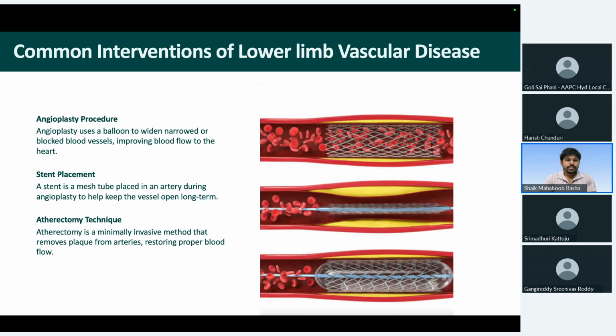So what are the common interventions or procedures that can be done by an interventionologist? It might be angioplasty, stent, and atherectomy. Here you can see pictures also. The last picture is considered an angioplasty. In the angioplasty procedure, they use a balloon-like structure to widen the narrowed or blocked blood vessels, which can improve the blood flow.